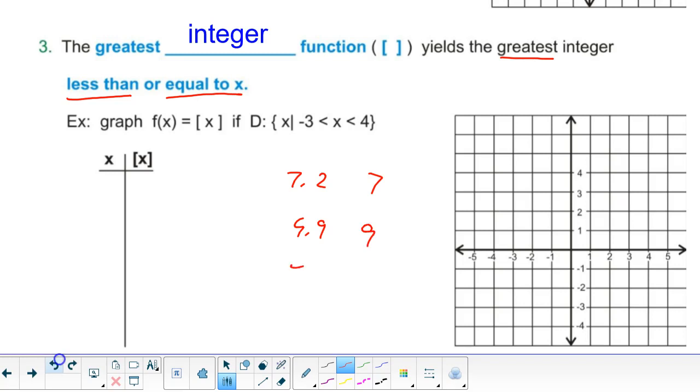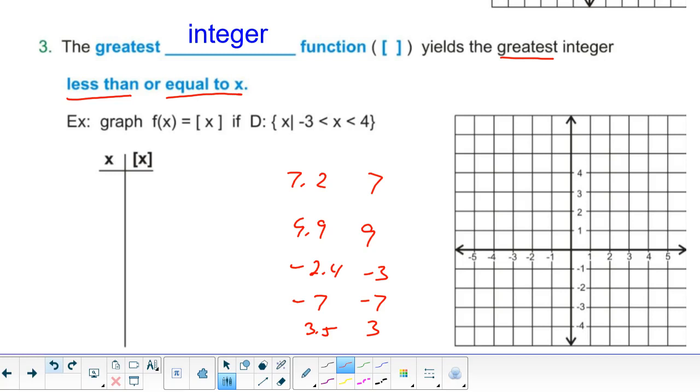If I said -2.4, the biggest integer that's less than -2.4 is -3. If I said -7, the biggest integer that's less than or equal to -7 is -7. Got the idea? If I said 3.5, I've got to go smaller, but the biggest integer that's smaller is 3. I hope that makes sense to you, and that's what we're doing.